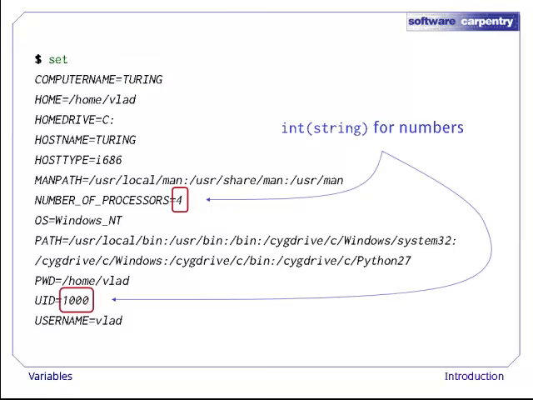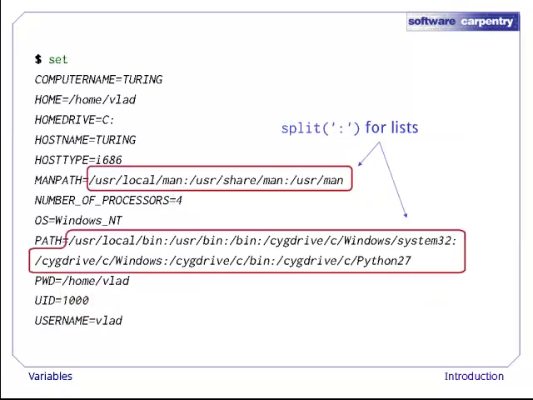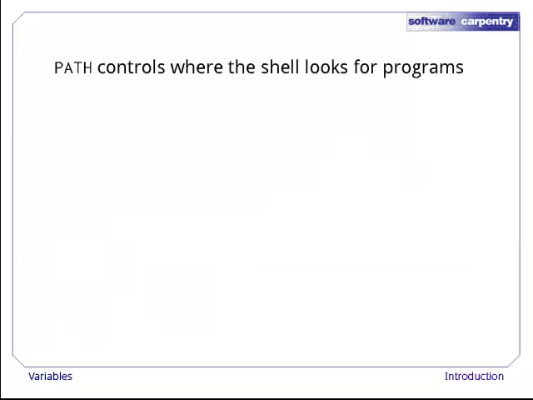For example, if a program wanted to find out how many processors the computer had, it would convert the number of processors variable from a string to an integer. Some variables store lists of values. Here, the convention is to use a colon as a separator. If a program wants the individual elements of such a list, it's the program's responsibility to split the variable's string value into pieces. Let's have a closer look at one of the most important of those list-valued variables, PATH.